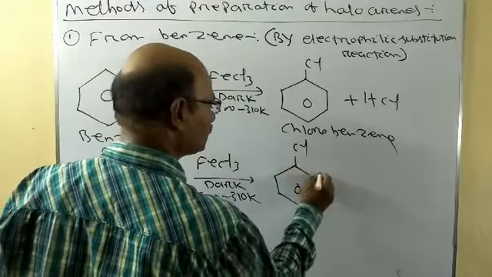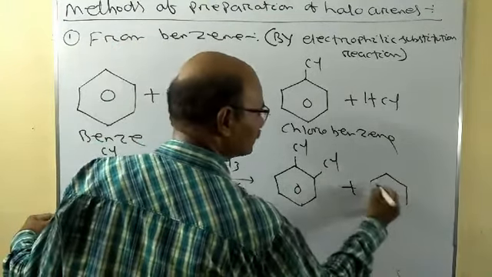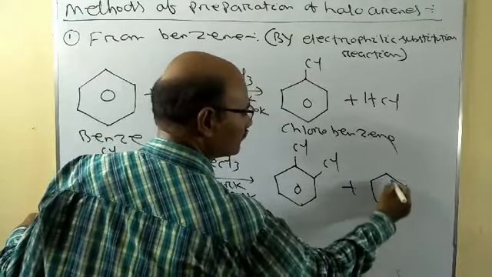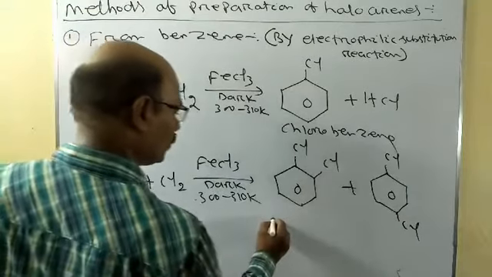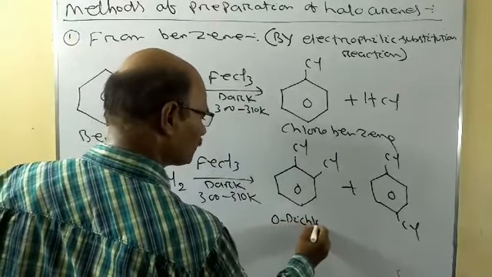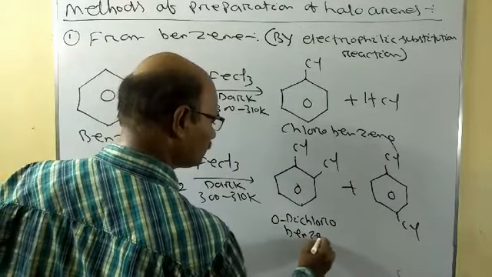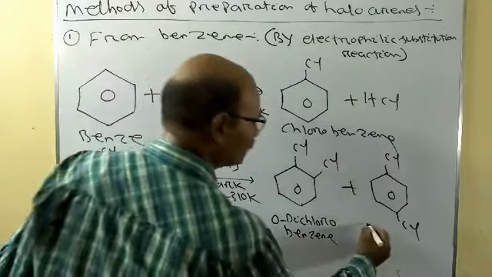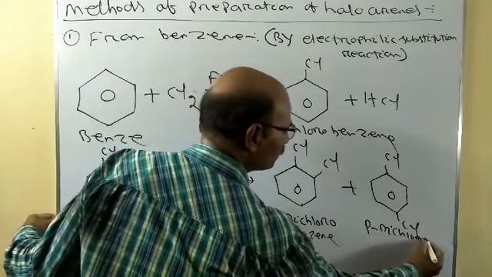Cl plus Cl, ortho dichlorobenzene, and the other one is called para dichlorobenzene.